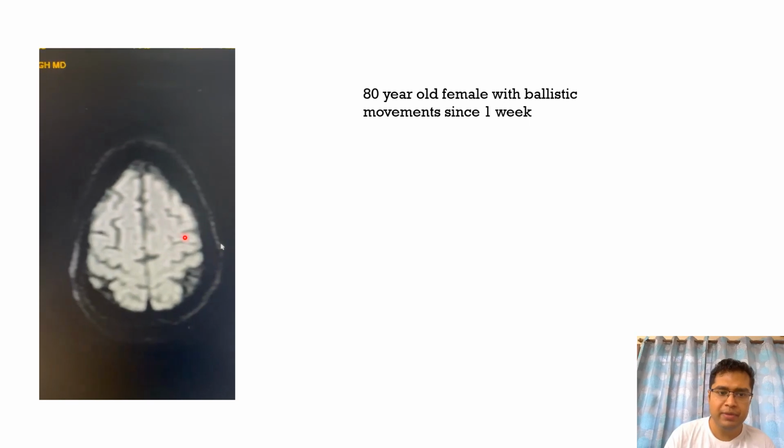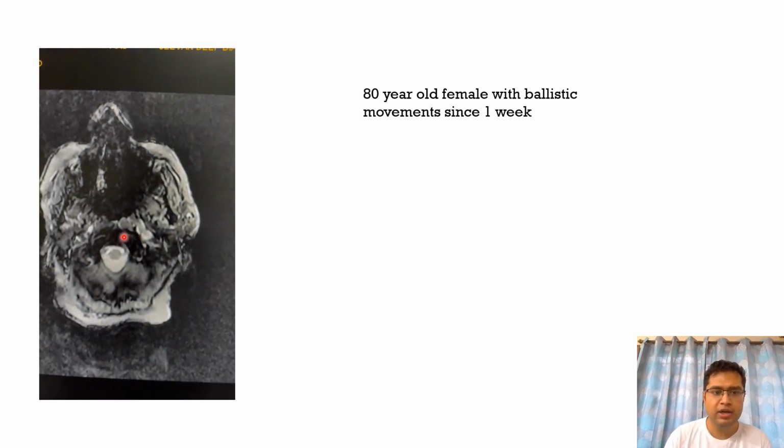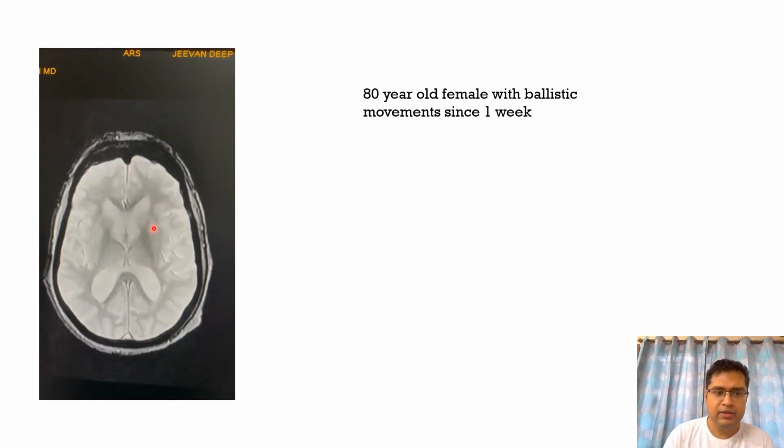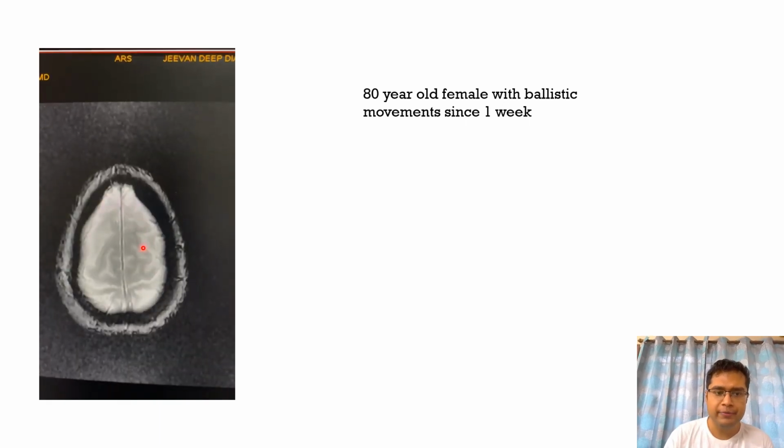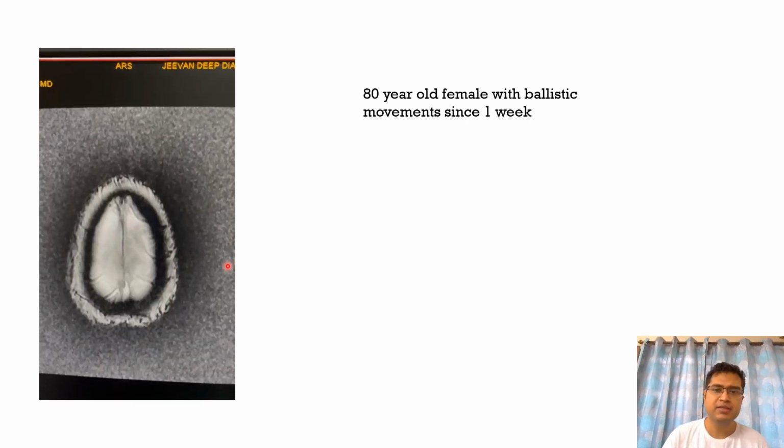These are the DWI images. We don't see any restriction in the left basal ganglia. These are the GRE images. There is no blooming, ruling out hemorrhage as a possibility.